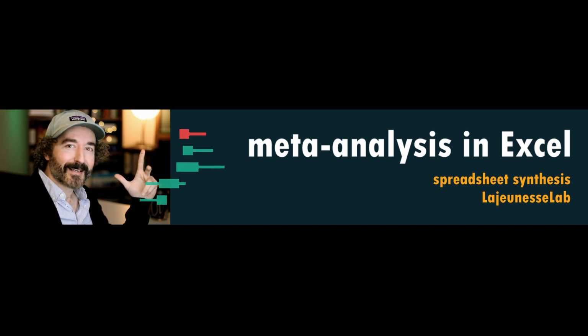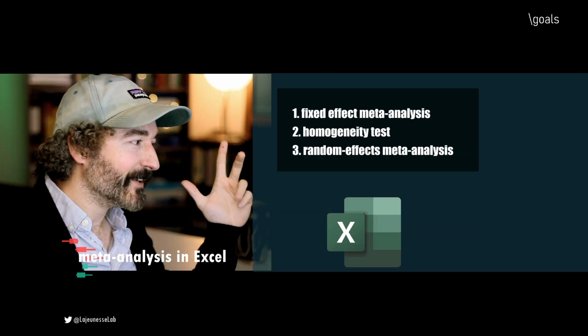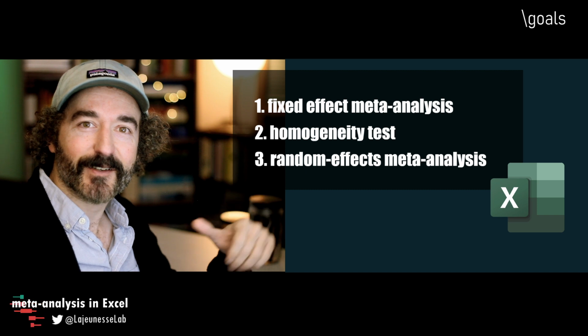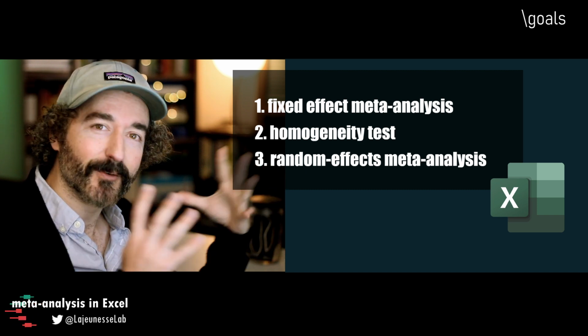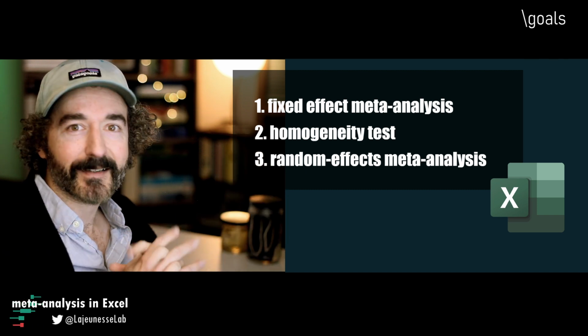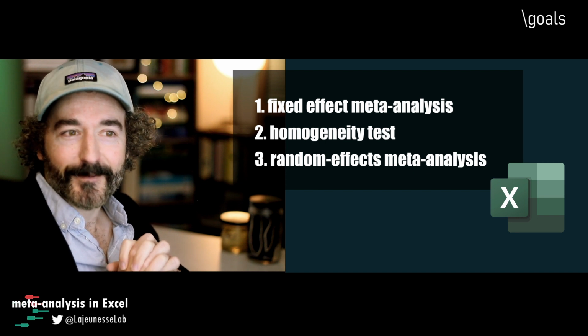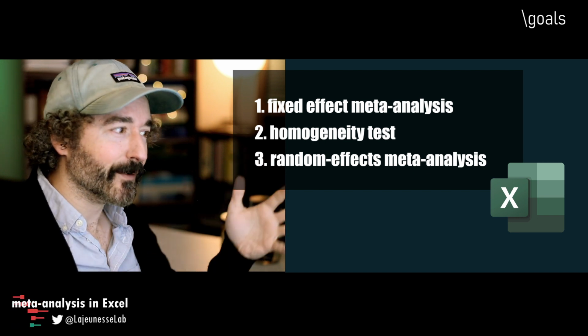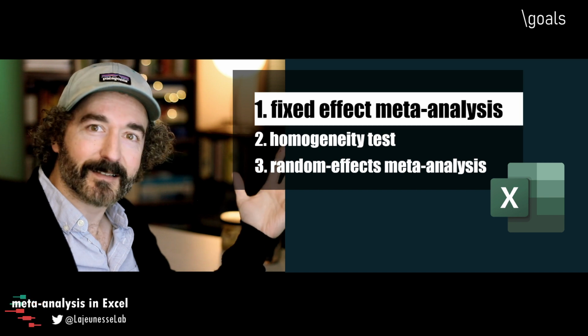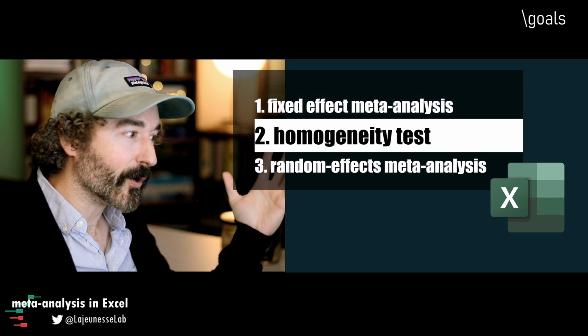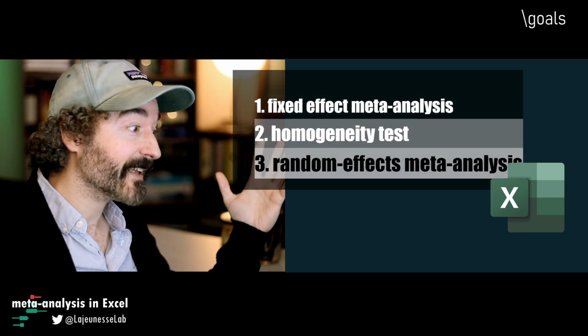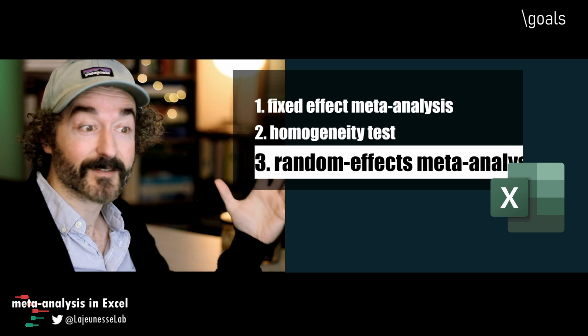So you want to do a meta-analysis in Excel, huh? All right, well, here's what you're going to need. You're going to need effect sizes, you're going to need variances, and of course, a good old-fashioned spreadsheet. I mean, sure, it's not elegant or fancy, but it'll get the job done if your goal is to just do a fixed effect meta-analysis, a homogeneity test, and then finally a random effects meta-analysis, which is the gold standard.